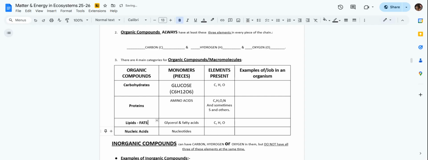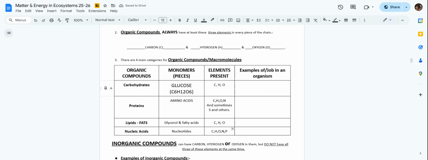The final one are nucleic acids. Nucleic acids are also organic compounds. They're made of something called a nucleotide, which we'll get into much more in depth in a later unit. But nucleotides are made up of carbon, hydrogen, oxygen, nitrogen, and phosphorus.